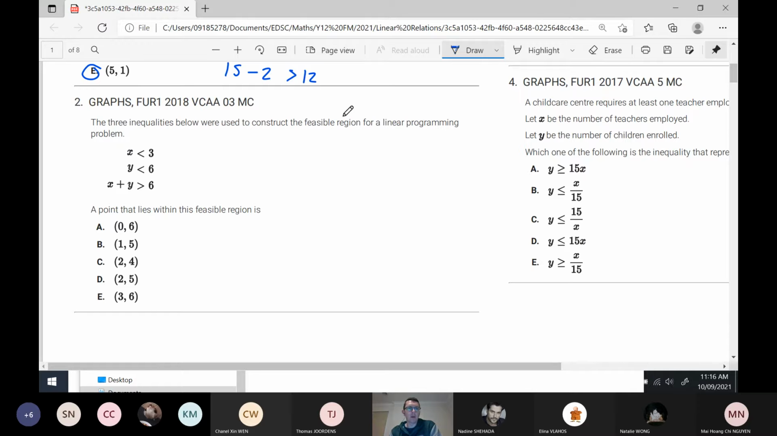The three inequalities below were used to construct a feasible region for linear programming. The point that lies within these feasible regions is what? Now, again, there's two ways you could do this. You could graph these, okay? Or you could try and see which one goes through them all. I know x needs to be less than 3. It can't be that one because it's not equal to 3. I know y needs to be less than 6. It can't be that one, and it can't be that one because it's not equal to 6. I now know that x plus y needs to be greater than 6. Which one do you think it is?